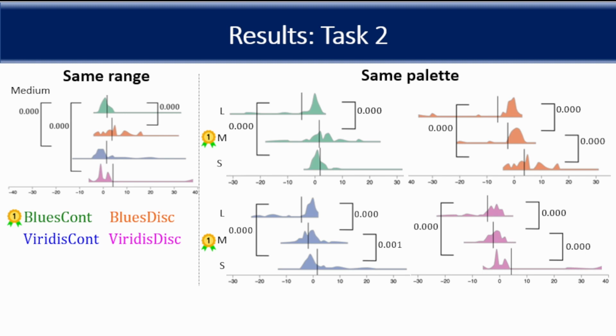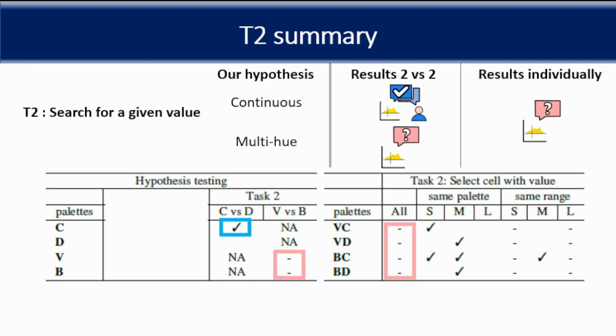Within each palette, all of them show differences based on the range. For most of them, the best range was medium, maybe because it is the range where there are more changes in the color, from light to dark or from blue to yellow. So, for the second task, we hypothesized that the best palettes would also be continuous and multi-hue. When comparing them 2 versus 2, it was only confirmed for the continuous one.